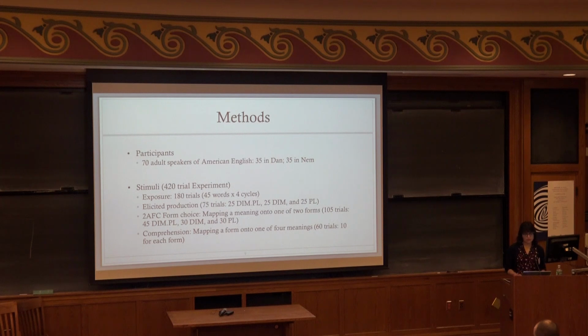Starts with exposure, then exposure is followed by an elicited production task. After the elicited production, we have a 2AFC form choice task. It's basically mapping a meaning onto one of 2 forms. So you see here that the direction of processing is from meaning to form, which is why we're comparing it to production. We have a comprehension task that is the last task in the experiment. It's basically mapping a form onto one of 4 meanings.